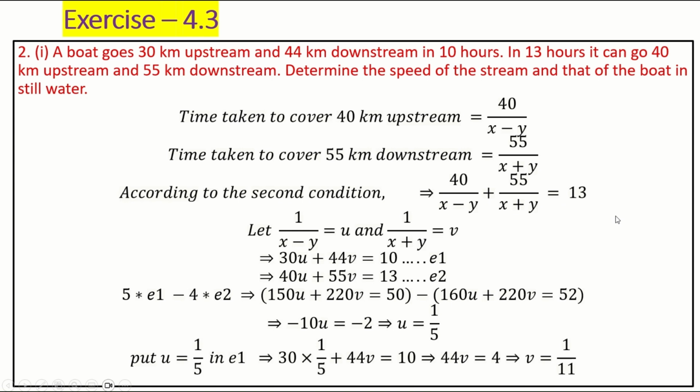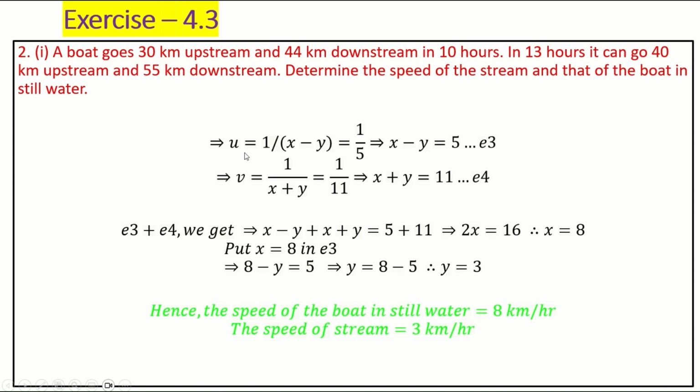Right, now you have two equations. Let 1 by x minus y equal to u and 1 by x plus y equal to v. Then the equations will become 30u plus 44v equal to 10, 40u plus 55v equal to 13. You use the elimination method to solve it. What you will get is u as 1 by 5 and v as 1 by 11.